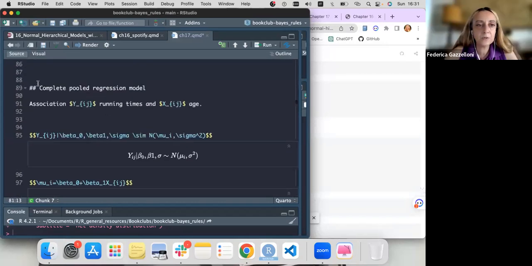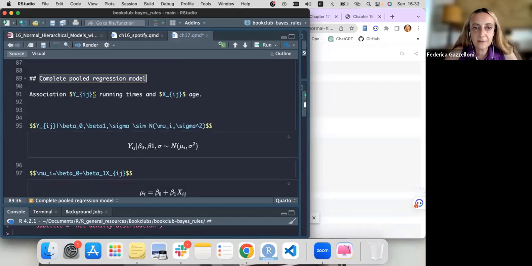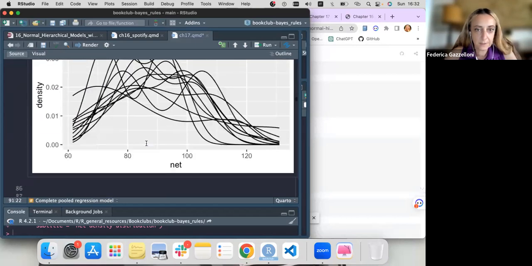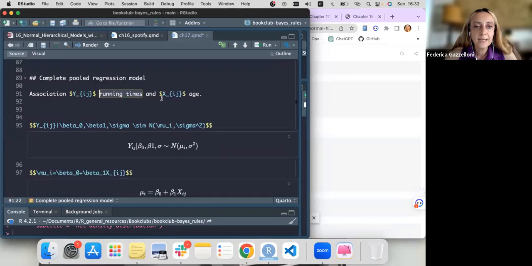Thank you. Here we use a complete pooling regression model. This means that our response variable is now running times, the net, and the predictor will be the age, because we would like to understand the association between running times and age of the runners, to understand the variability of these running times.